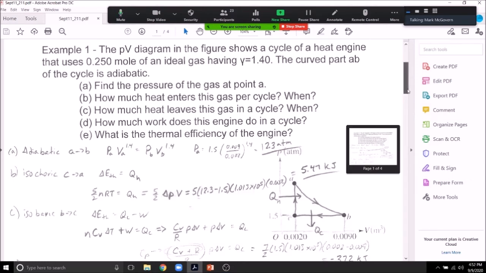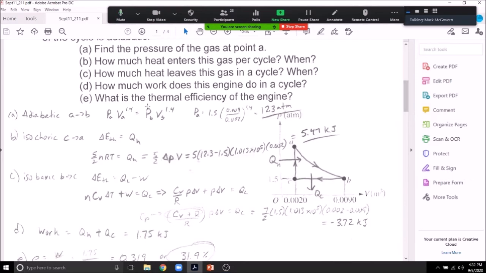So let's go ahead and put our numbers in for that. Let me scroll down a little bit here. I'm going to move the work over to the other side. I got nCV delta T plus W equals QC. Let's put in our numbers here. So I replace the n delta T using the ideal gas law because I don't have any information about temperature. So I'm going to be using my ideal gas law repeatedly to switch things over to pressure and volume, right? So the n delta T turns into P delta V over R, the delta V because our volume is changing, and now we're going to add all this up. If I add all this up, I get this.